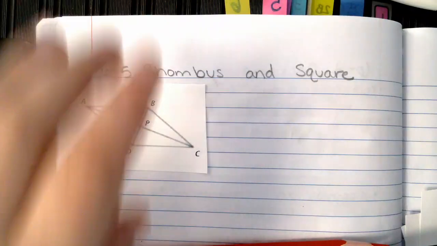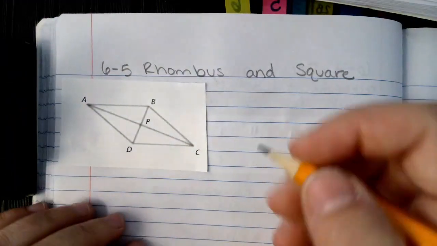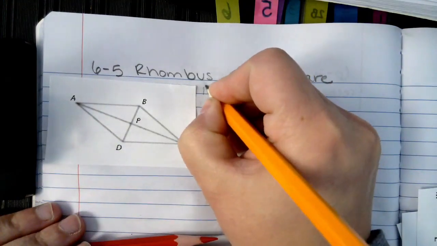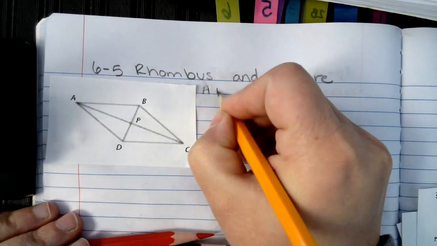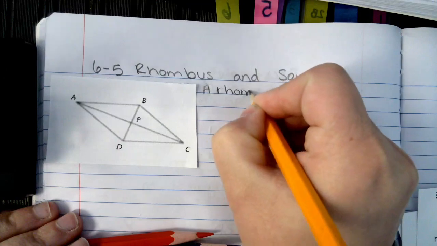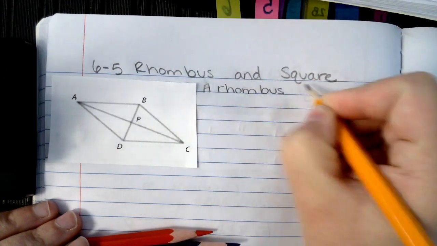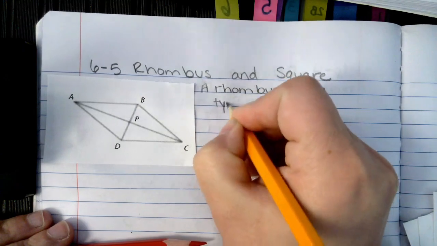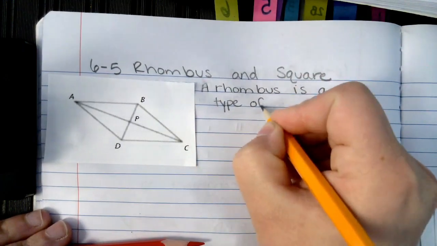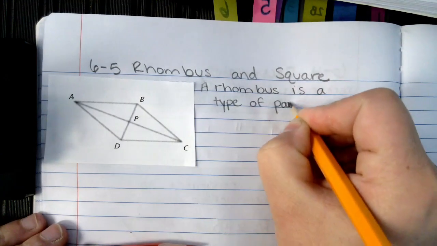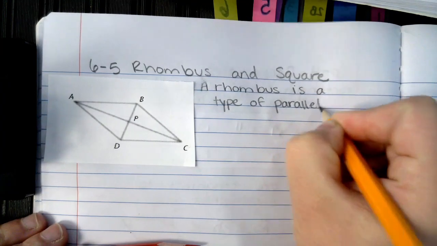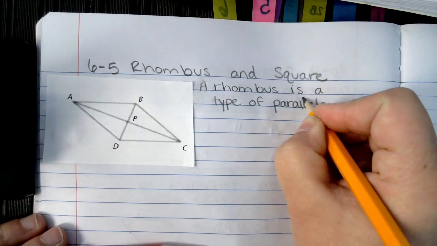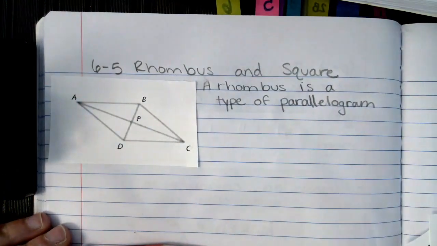Today we're going to start with rhombus. A rhombus is a type of parallelogram. So we're going to start by writing that out. A rhombus is a type of parallelogram. So all of our theorems for parallelograms also apply to rhombi.